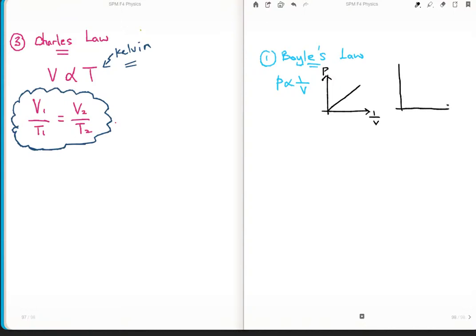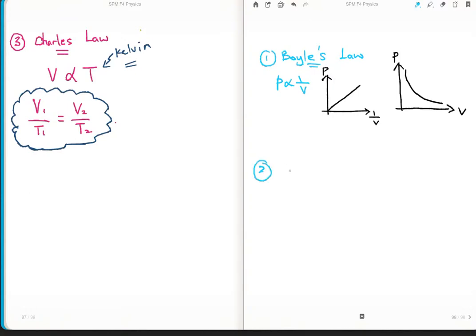This graph will normally come in paper 2, if I'm not mistaken. P versus V: how should the graph look like? Inversely proportional, so it will be an inverse curve. Be sure you know the unit, Pascal and meter cube. PV is always constant, right?